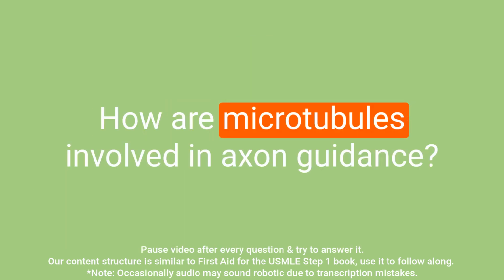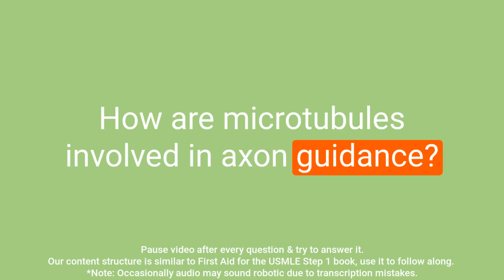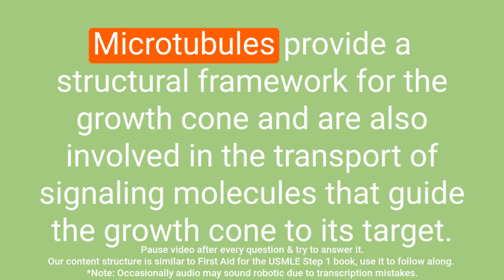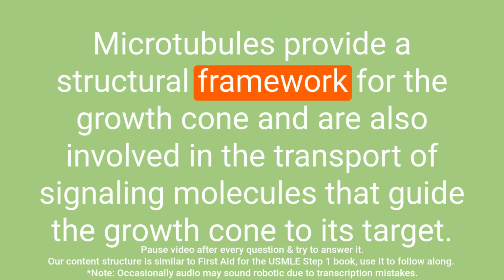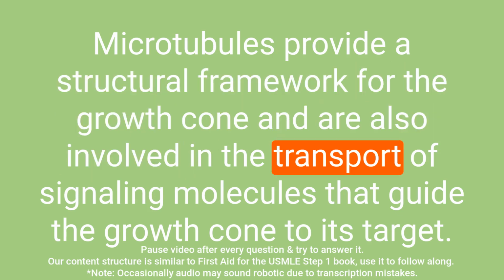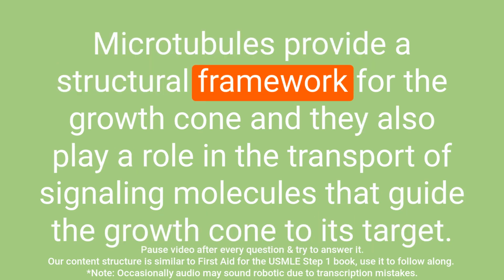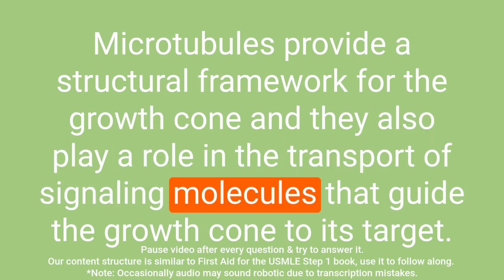Question: how are microtubules involved in axon guidance? Answer: microtubules play a role in axon guidance, the process by which the growth cone of a developing axon navigates to its target. Microtubules provide a structural framework for the growth cone and are also involved in the transport of signaling molecules that guide the growth cone to its target.